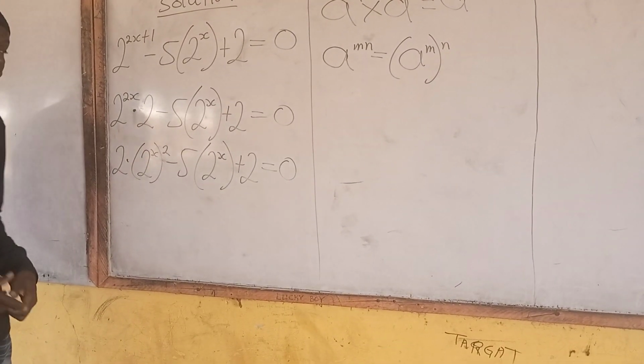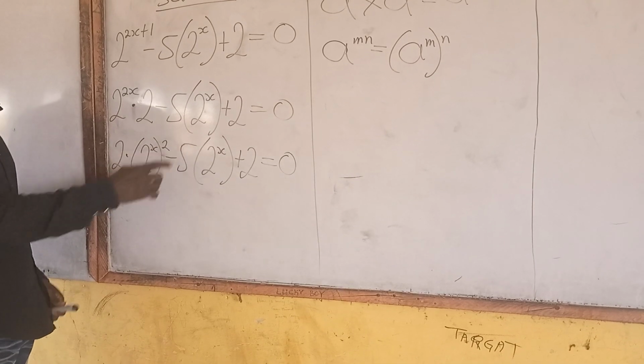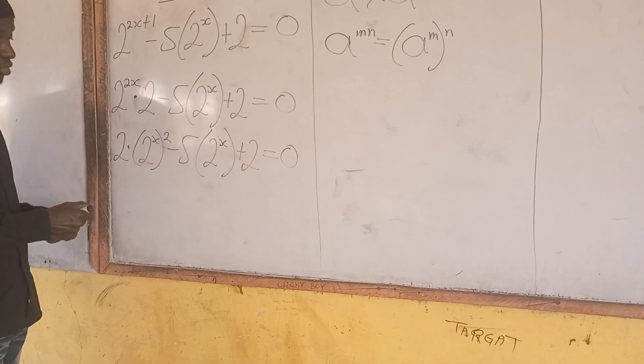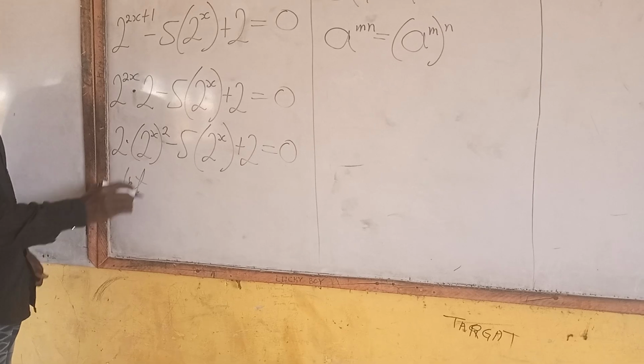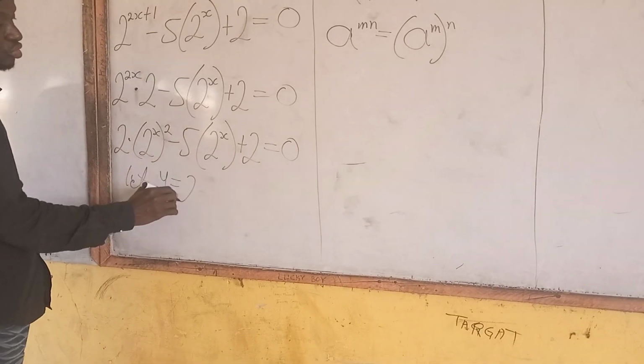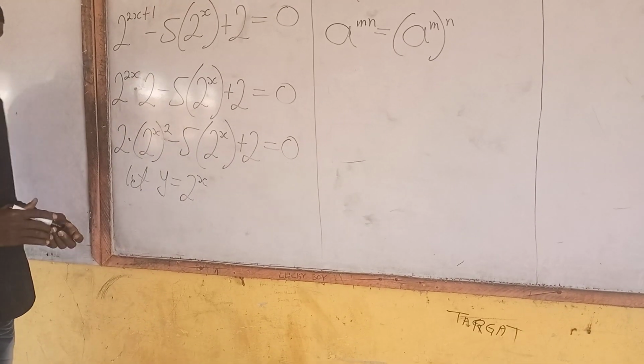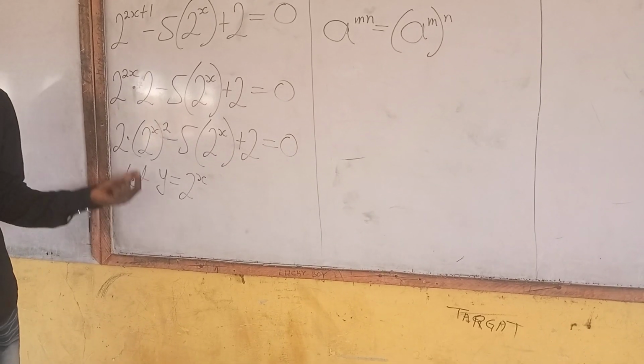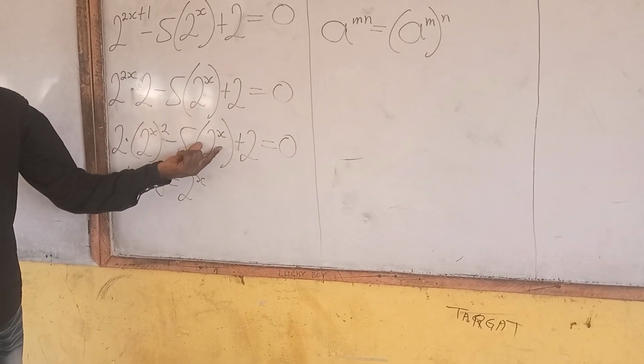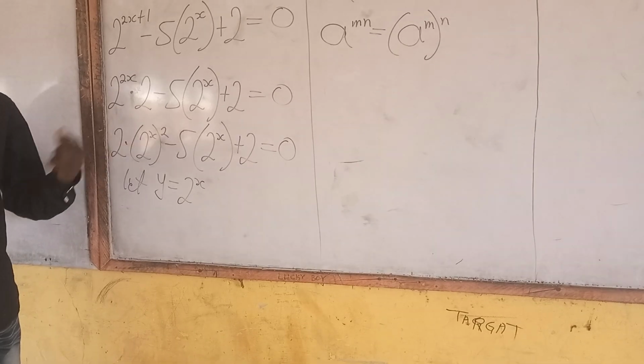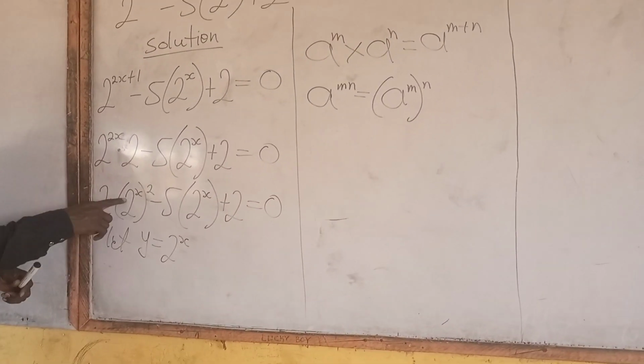So at this stage, you have 2 to the power x here, 2 to the power x here. So what you do is get a common variable to represent 2 to the power x. You can say let y be equal to 2 to the power x. Now, if y is equal to 2 to the power x, then wherever we see 2 to the power x in the expression, we put y. That will substitute y in place of 2 to the power x.